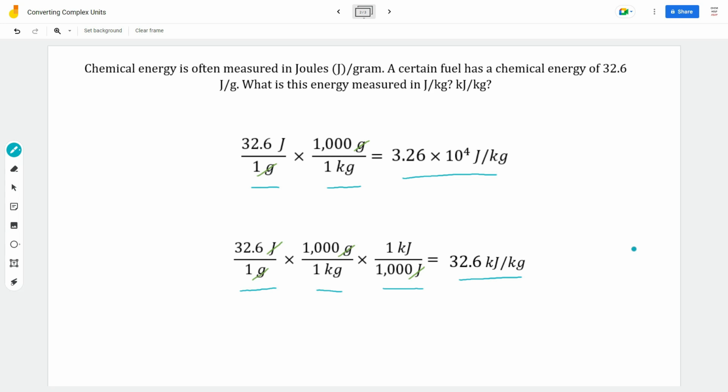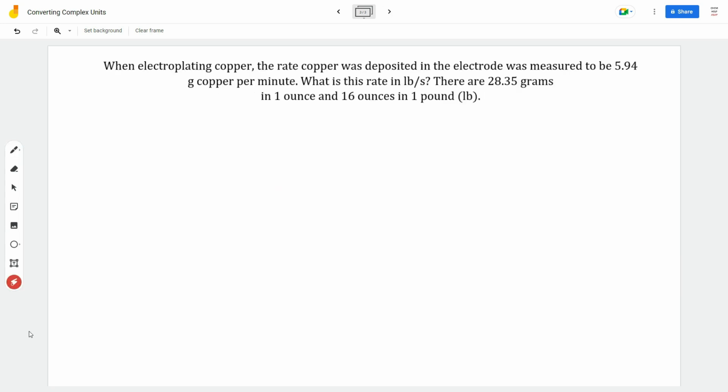Let's do a few more problems. This problem reads, when electroplating copper, the rate copper was deposited in the electrode was measured to be 5.94 grams of copper per minute. What is this rate in pounds per second? And there are 28.35 grams in 1 ounce and 16 ounces in 1 pound.